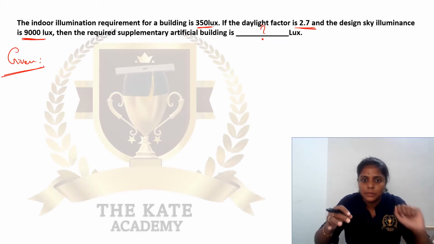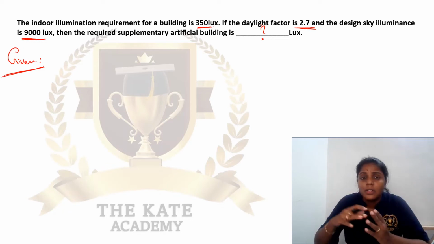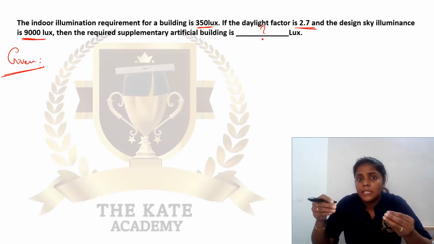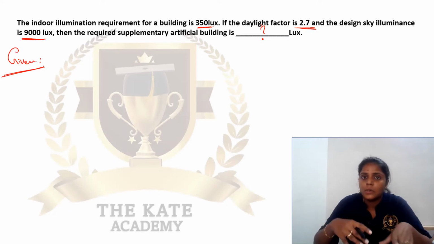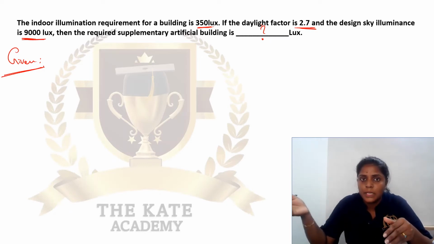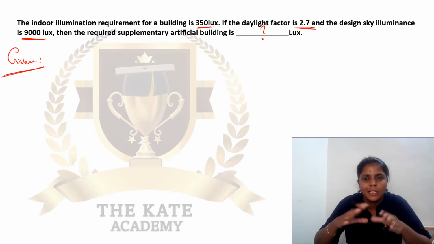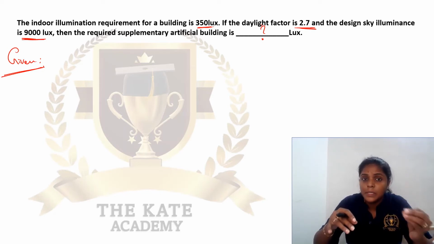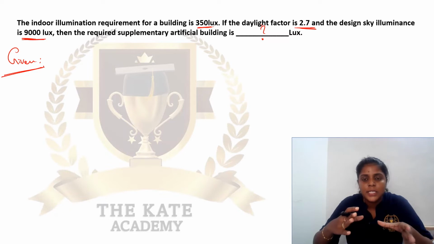Okay. The daylight factor is 2.7. So what is daylight factor over here? Daylight factor means nothing but the ratio of the indoor illumination to the outdoor illumination. So how many lux outdoor and how much indoor, a comparison, a ratio of that is called daylight factor. This is a simple term I'm telling you. You can go and read the technical definitions as well. Okay, this is for your understanding.